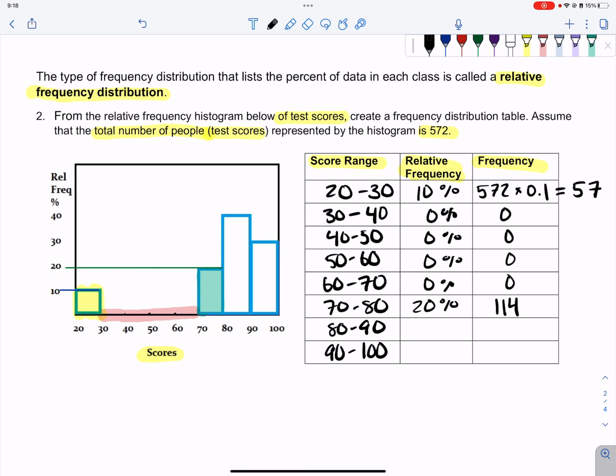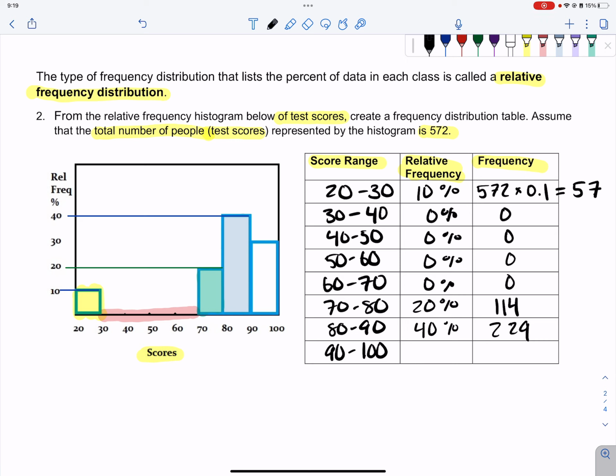Next, we have 80 to 90. So this bar, it's our tallest one on the histogram. And if we draw a line over to the relative frequency, we see that it's at about 40%. So now our frequency, 0.4 times 572, gives us 228.8. So I'm just going to round that up to 229 for the number of people.